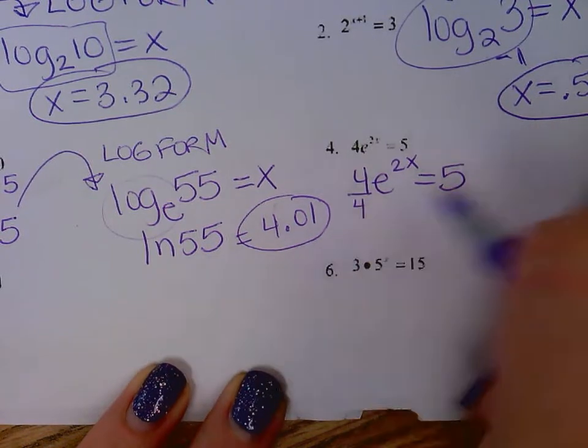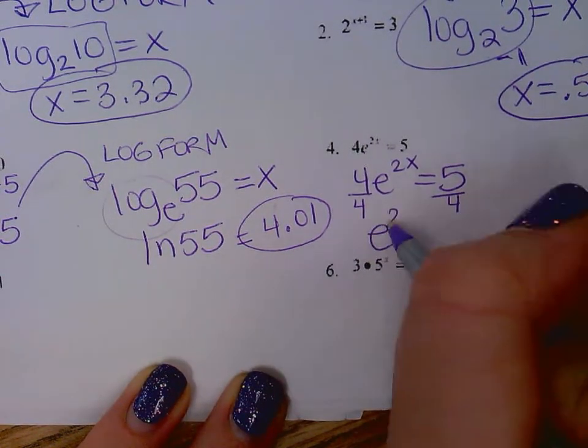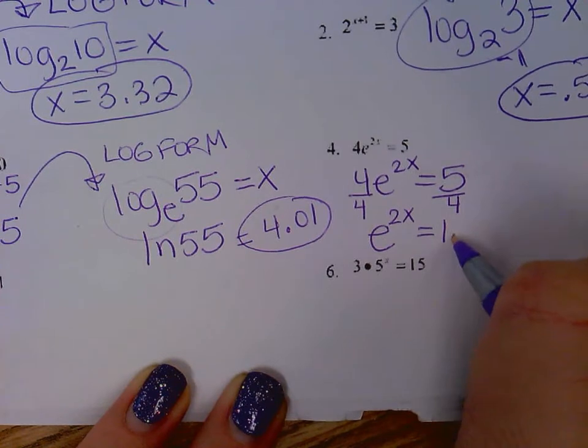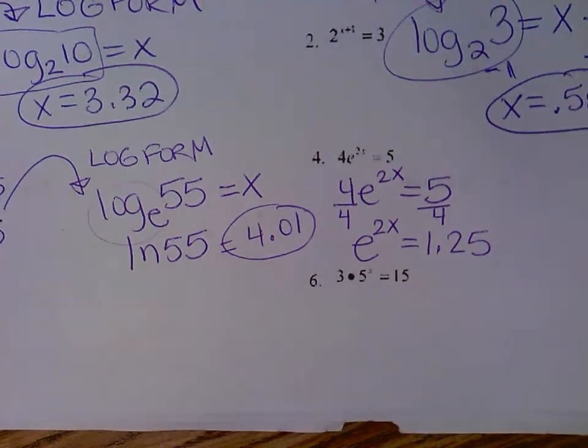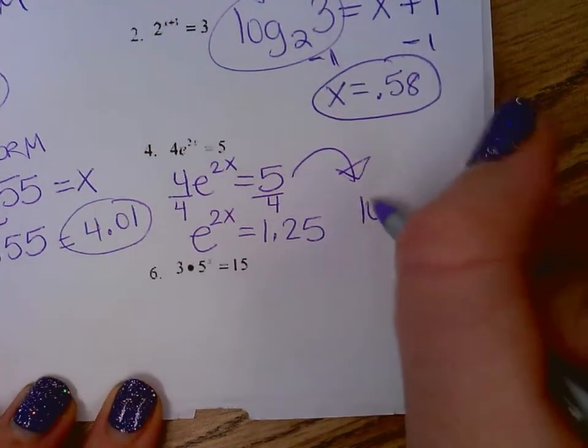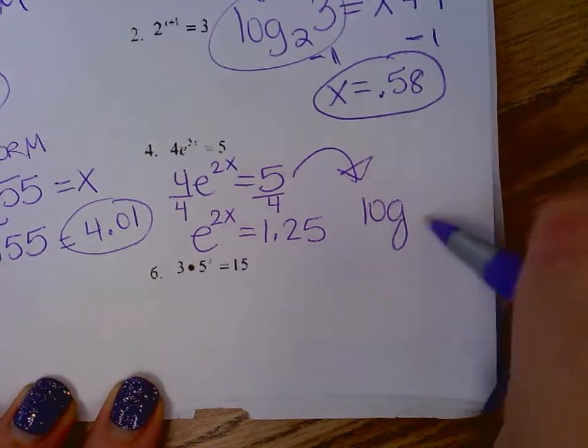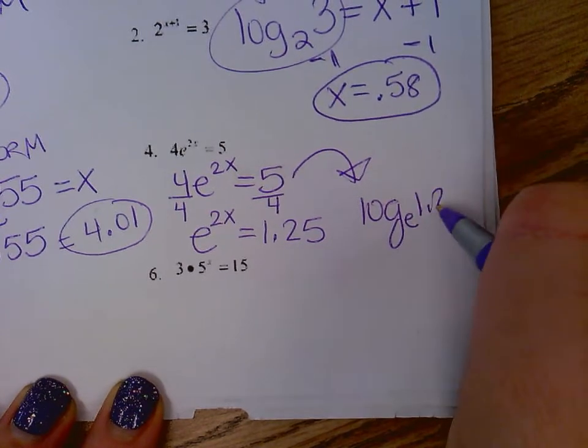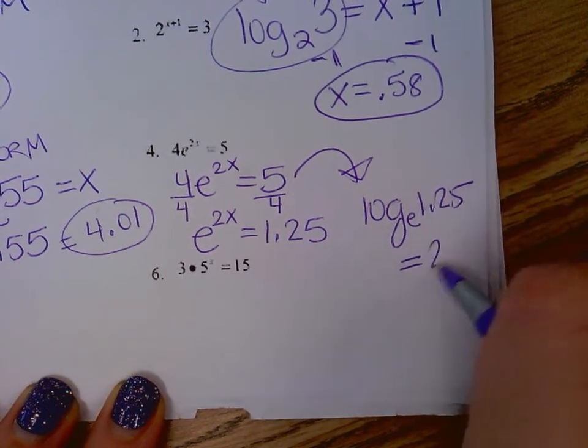Divide by 4 on both sides. e to the 2x equals, you could either leave it as 5/4 or 1.25. So I'm stuck in exponential world. I need to convert it into log world. So what's the base of my log? ln of 1.25 is equal to 2x.